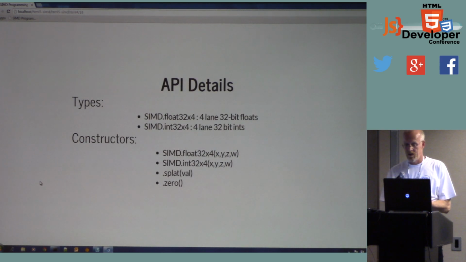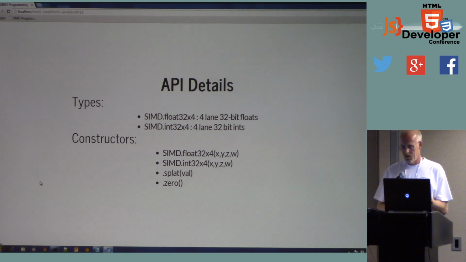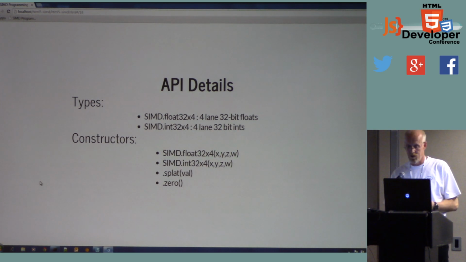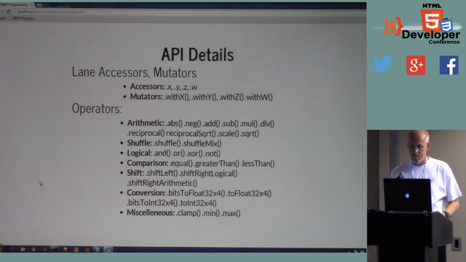So the API details, right now it's fairly simple. We only support operations on 2 types, float32x4 and int32x4. And we have some constructors. You can initialize each individual lane for both the floats and the ints. You can initialize all lanes to the same value, and you can set them to 0. Then you can access the lanes individually using .x, .y, .z, and .w.